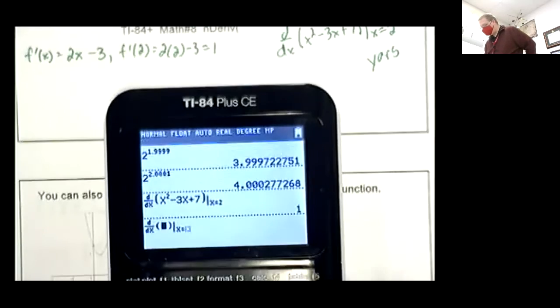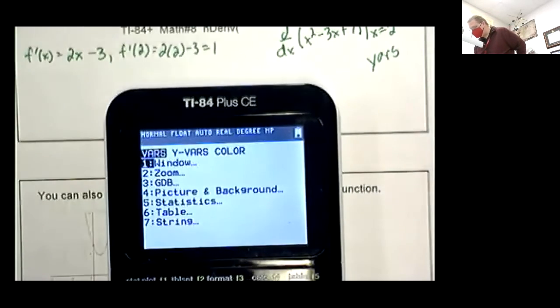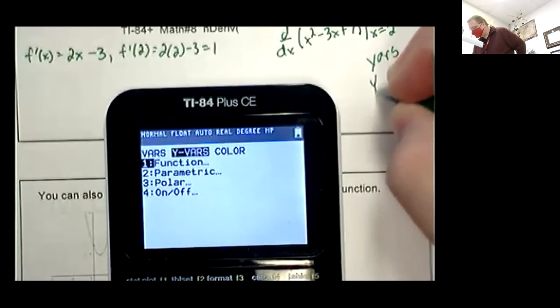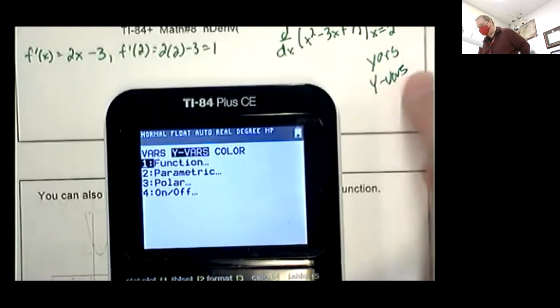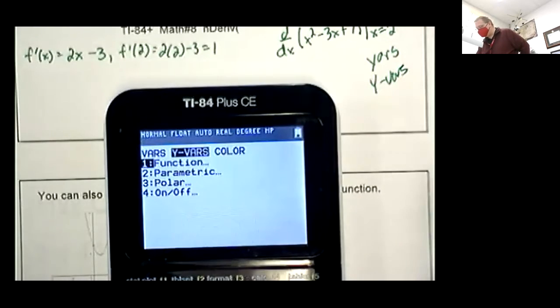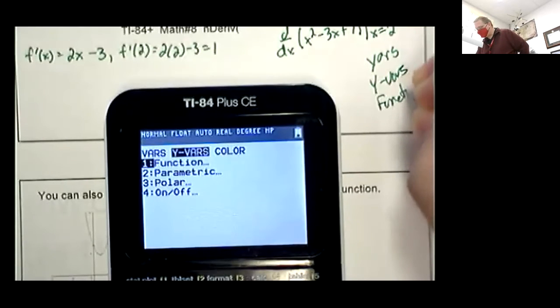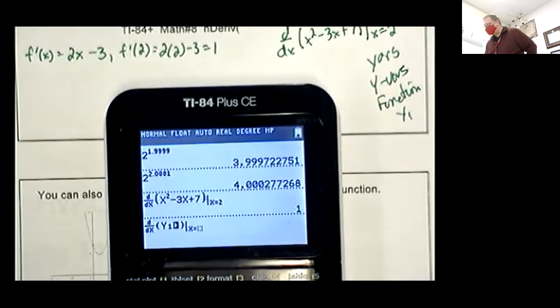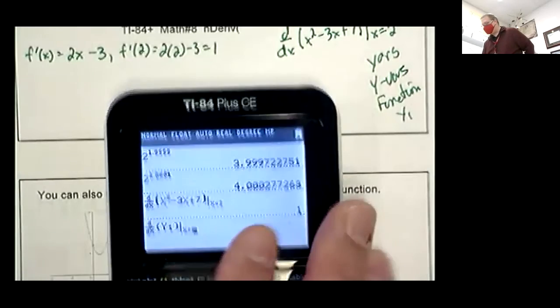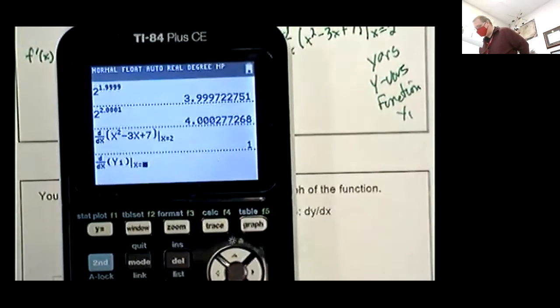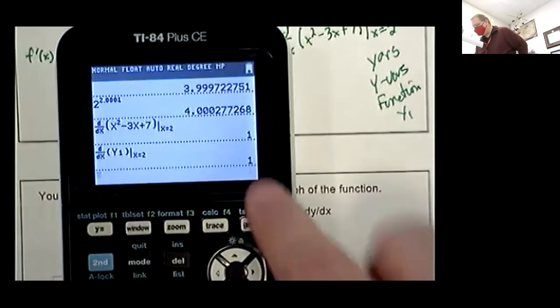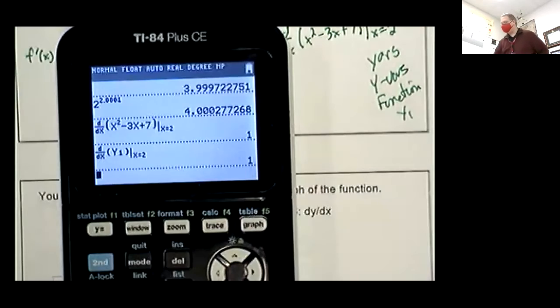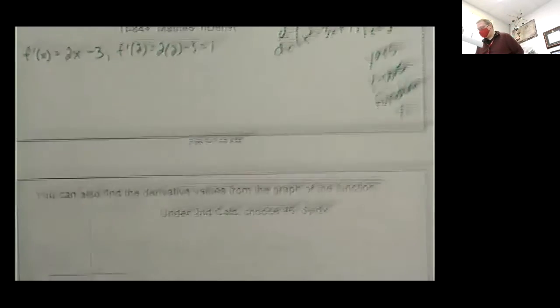So we're going to go to vars. Then we want y vars, which is y variables is what that means. And then we want function, and then we want y1. Now, why would you want to do this instead of just typing it in? Well, there's going to be an advantage that we'll look at on the next slide. And again, we want to evaluate that at x equals 2. And again, there's our value of 1. So there's the derivative of a function.